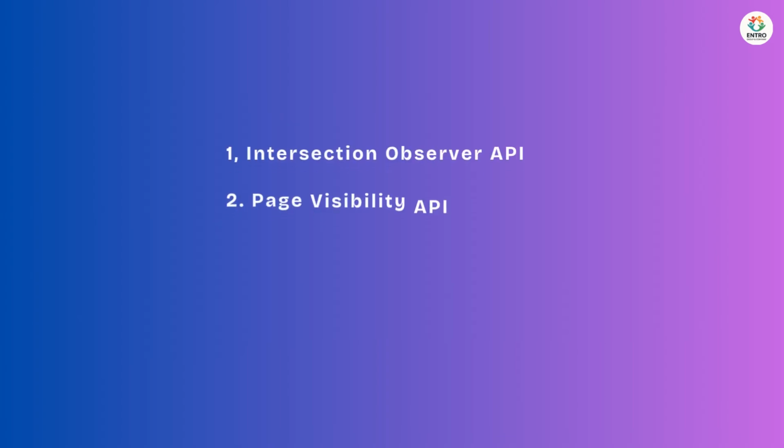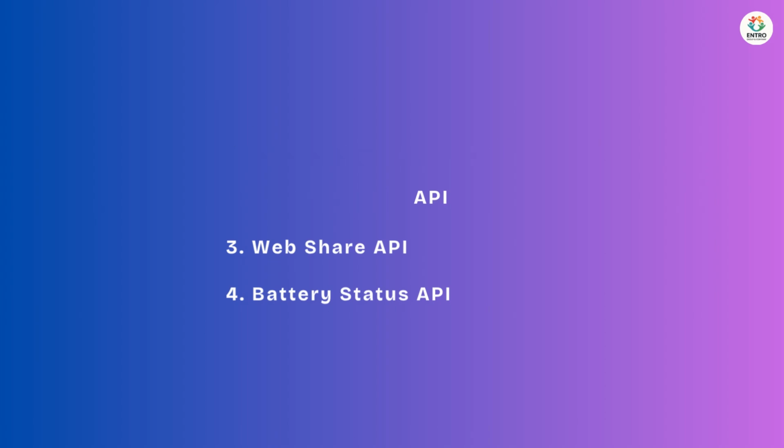And there you have it, 4 unsung heroes of web development. The Intersection Observer for performance, Page Visibility for resource management, Web Share for native sharing, and the Battery Status API for thoughtful optimization. The web platform is constantly evolving, and there are always new and unique APIs waiting to be discovered. Don't be afraid to dig into the MDN web docs and experiment.